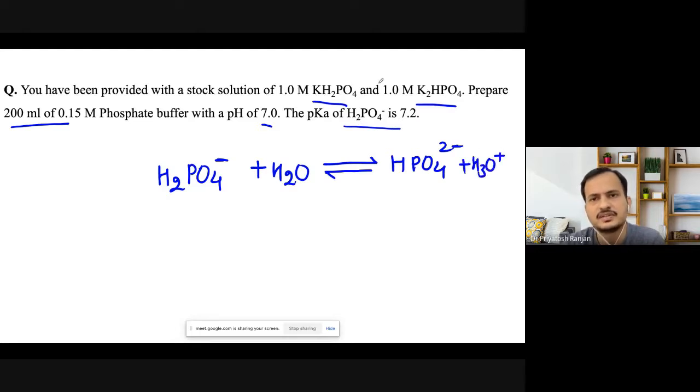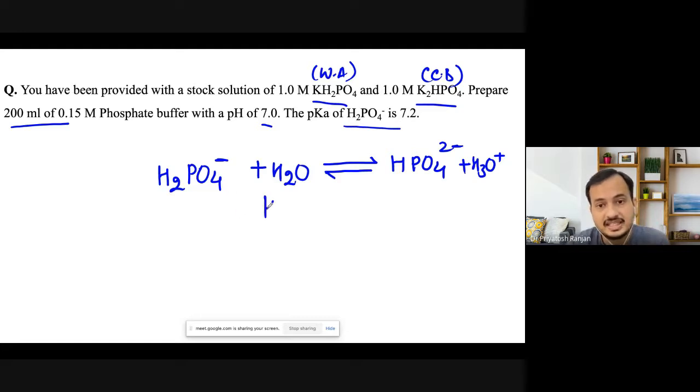So simple equation. You just need to read the question very carefully. What are the givens? By looking at the question, I can tell you that it's a weak acid, and then it's a conjugate base. That's what we want for the preparation of a buffer. All right, so we'll write the equation, and the pK is given.